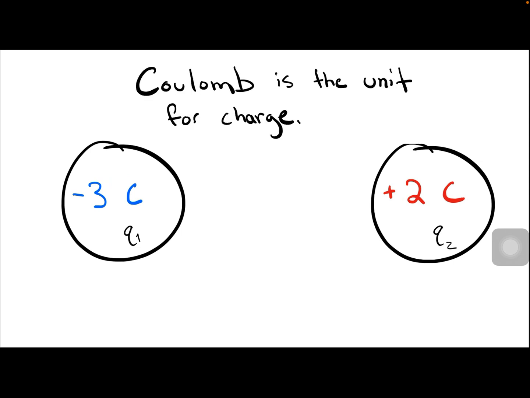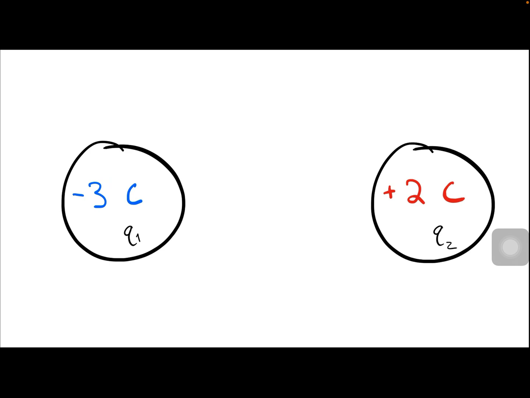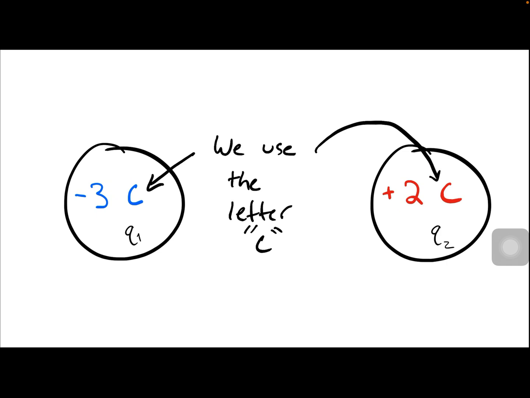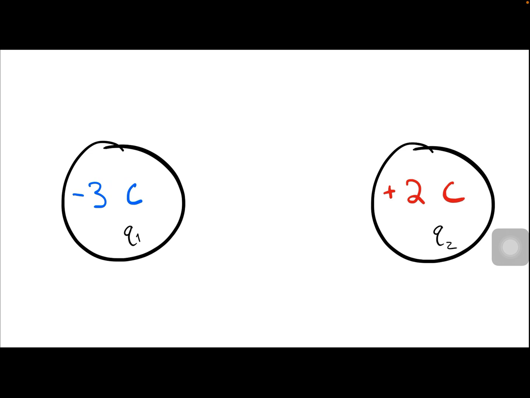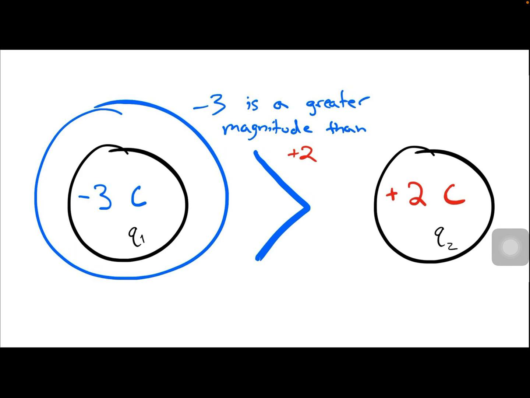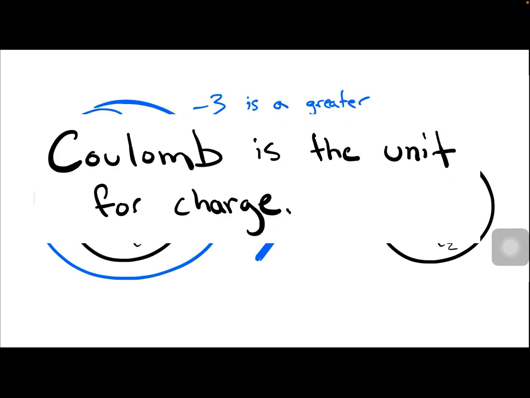What does that mean? A Coulomb is the unit for charge. The Coulomb tells us how charged an object is. And we use the letter C, short for Coulomb, ends with a B. It's a French word. So just remember, folks, that this negative 3 on the left is more charged than this positive 2. Just because it's more negative doesn't mean it's less charged. Negative 3 is a greater magnitude than positive 2. So Coulomb is the unit for charge. Remember that, folks.